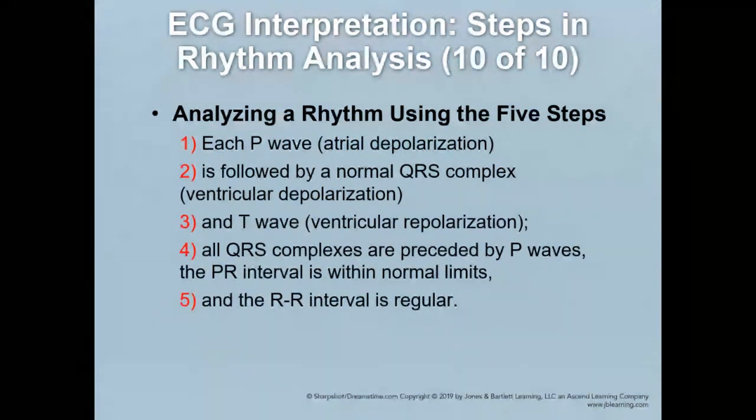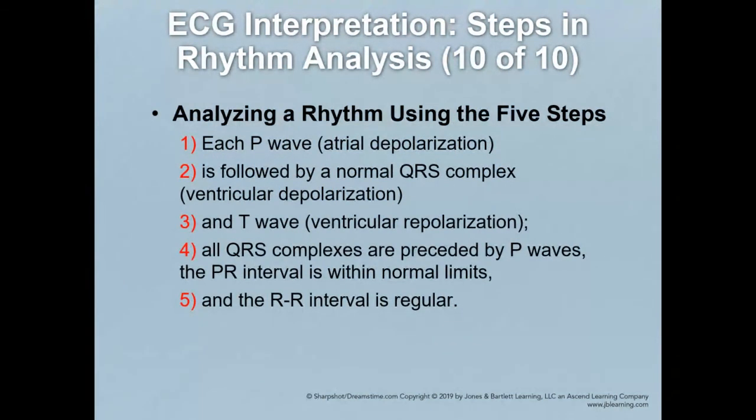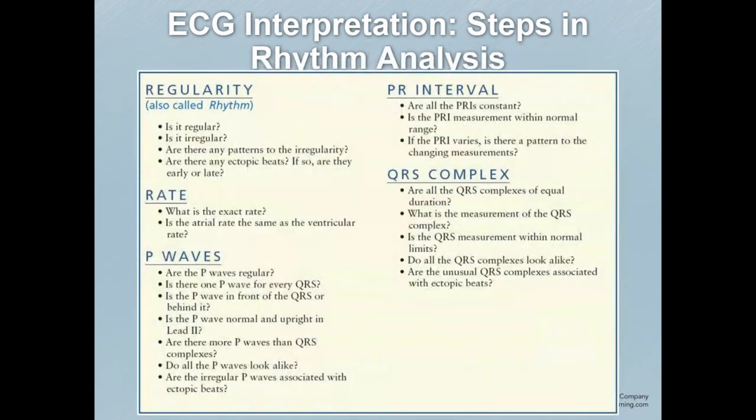So here are your 5 steps. Remember, each P wave is atrial depolarization, QRS is ventricular depolarization, and ventricular repolarization is represented by the T wave. All QRS complexes should be represented by P waves, and we want to make sure it's regular. Now, the questions I ask myself when I do rhythm interpretation, in a specific order, don't necessarily go in order with the slide, although the information is on there.